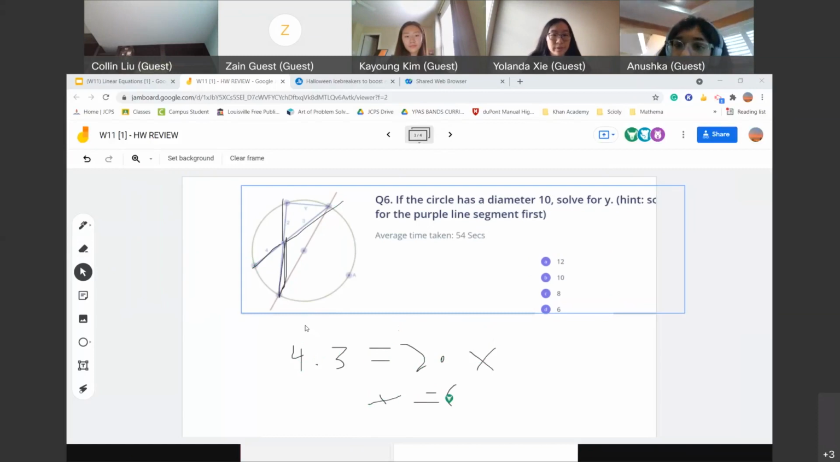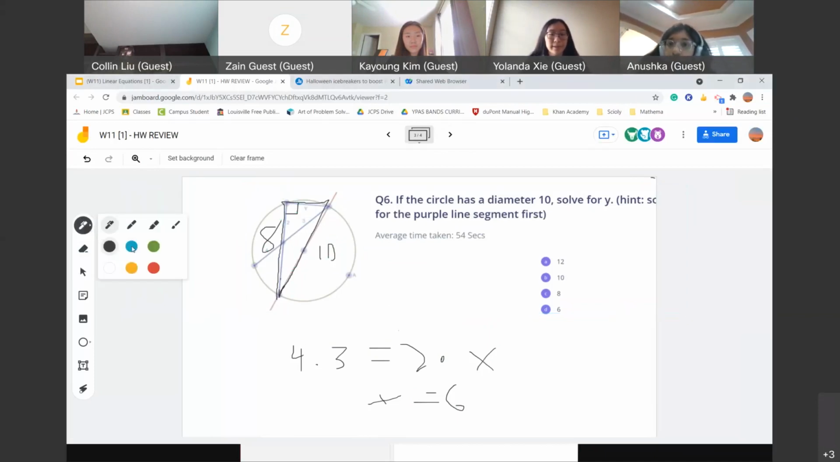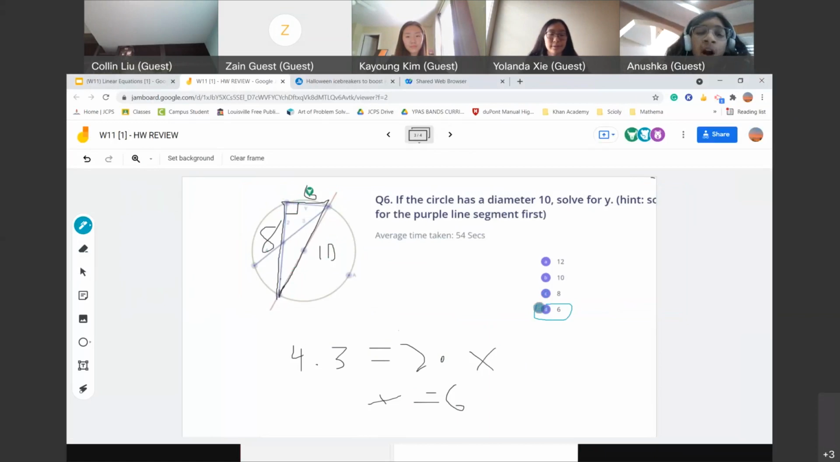Now we're going to focus back onto the triangle here with the side y and the diameter. We know the length of the diameter is 10, and the longest leg is going to be 2 plus x, or 8. We know that this is a right triangle because one of its side lengths is the diameter. So using the Pythagorean theorem, this side y is going to be 6, because 6 squared plus 8 squared equals 10 squared. Any questions?